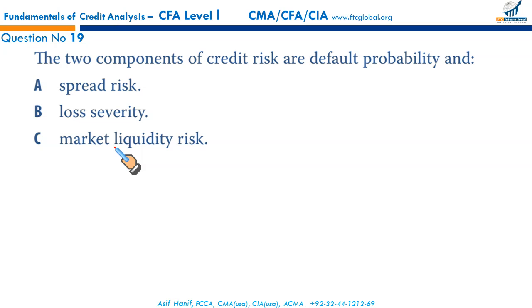The two components of credit risk are default probability and loss severity. That's what we have been discussing. Then what about spread risk and market liquidity risk? They are not components as such. They are related to credit risk, but they are not components. Components are loss severity and default probability. Next.